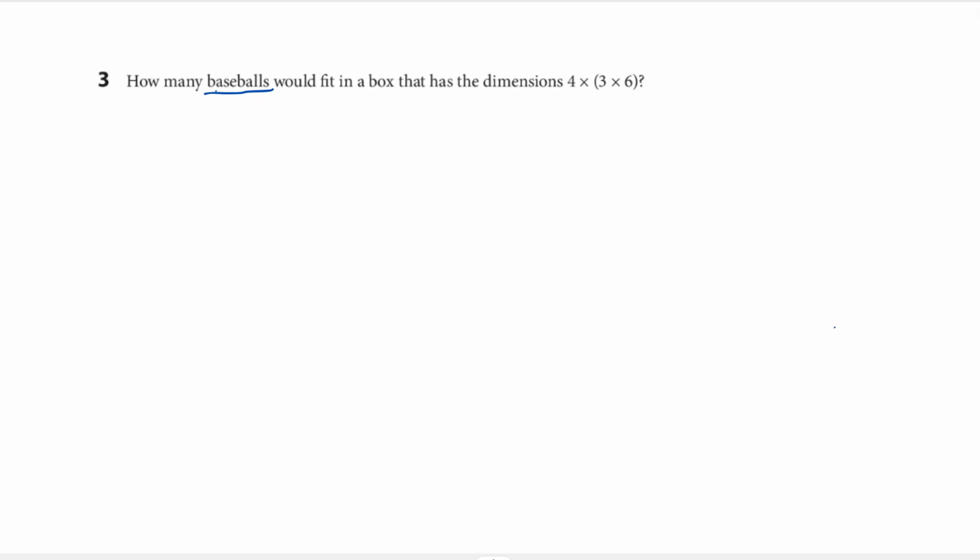So our book has been writing the base of the shape in parentheses. So we're saying the length times width times height, and they've been doing the length and width in parentheses first. And I've been really drilling it in that you do the parentheses first, so I'm going to go ahead and do that here. So 3 times 6 we know is 18. And now I have to do 4 times 18.